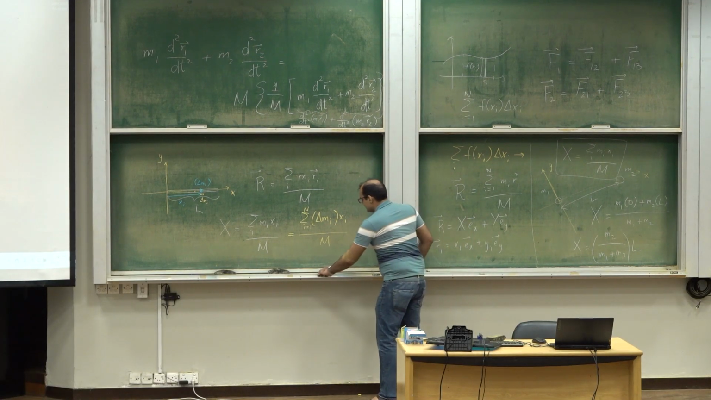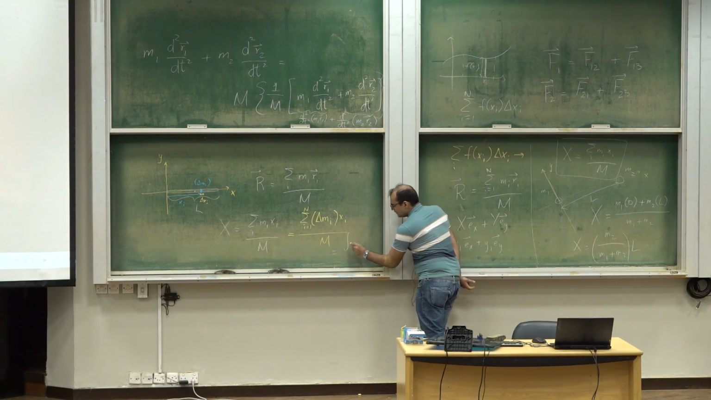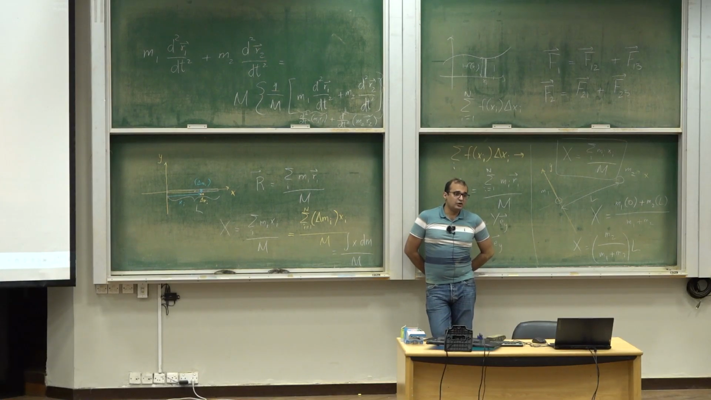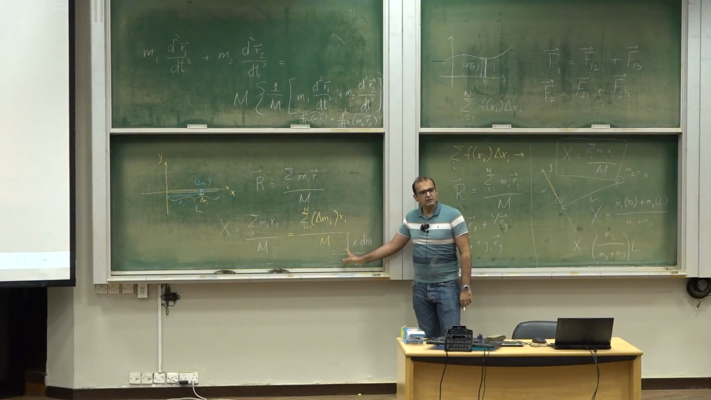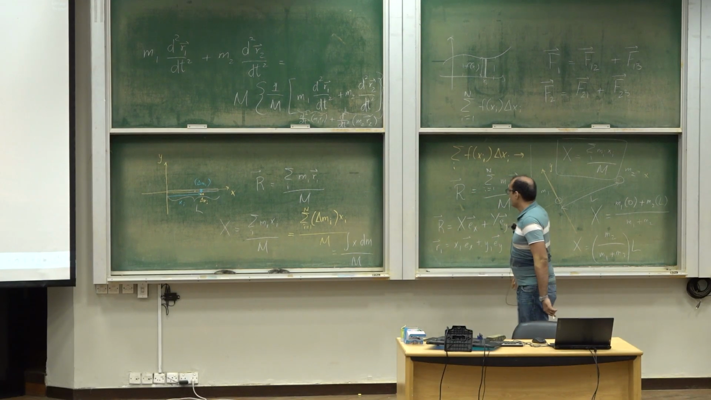So this will be equal to, how will I write it in integral form? The integral of x dm over capital M. This is the integral of the position over the mass of the rod, or the integral of the position over all the particles within the rod. And what will the limits be? Well, the limits depend on it: you have to integrate over the whole rod.